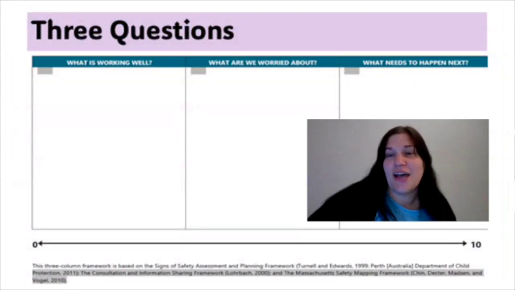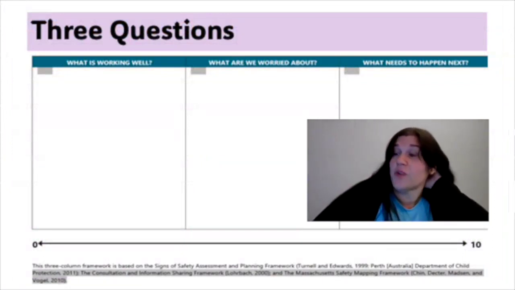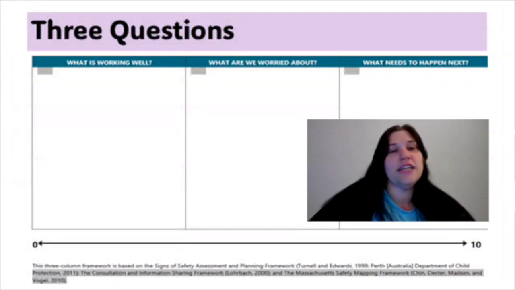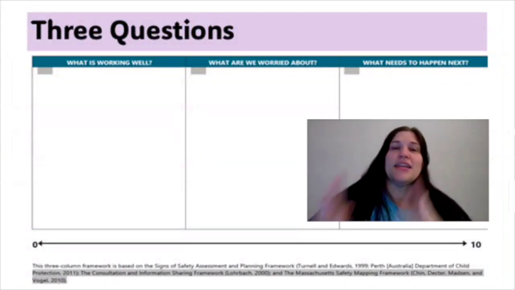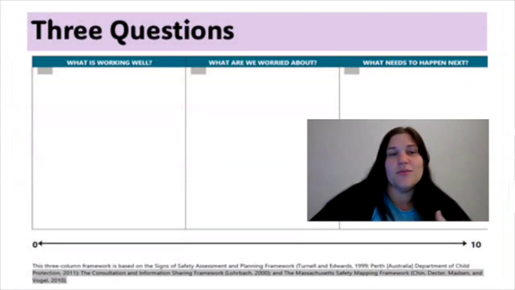And what needs to happen next. So we're looking at the positives, where they are, where they've come from already. What are we worried about? So what's the current issue for them, as well as the division? The division has bottom lines. And then what needs to happen next? So what does this look like that we're headed to? How do we get there? What are those steps? And so it mirrors our 3 houses with our kiddos really well.